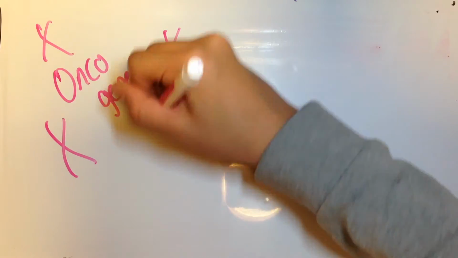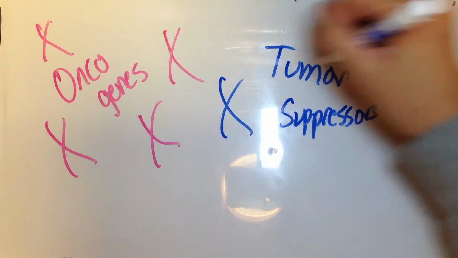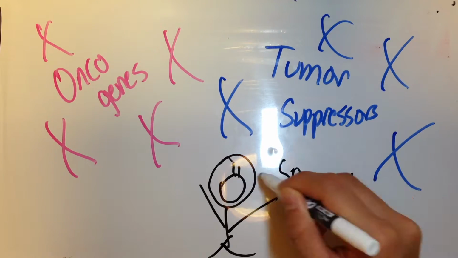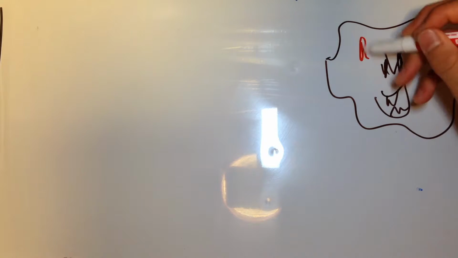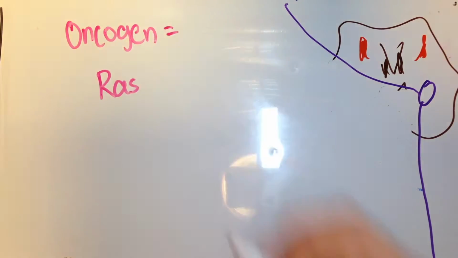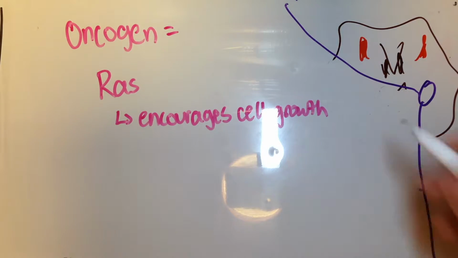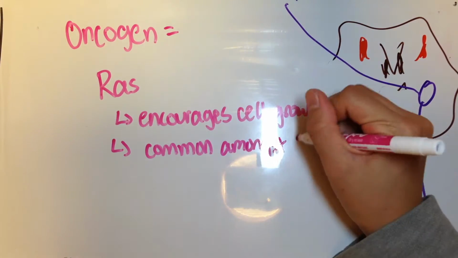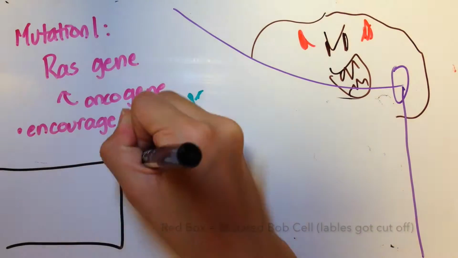There are so many tumor suppressors and oncogenes out there. So let's look at a hypothetical situation in Bob's case. In Bob's case, he has a RAS gene mutation. And in the real world, the RAS gene is very common amongst humans. RAS helps with cell signaling pathways, cell growth, and cell death.